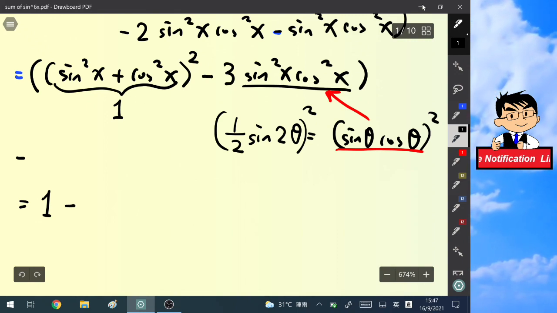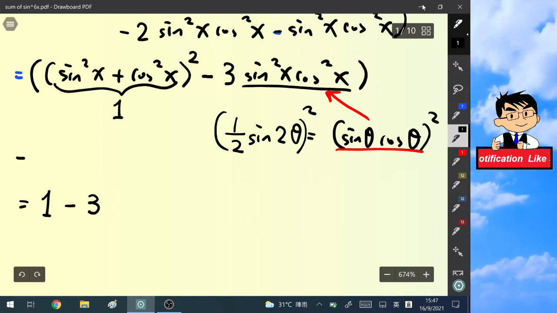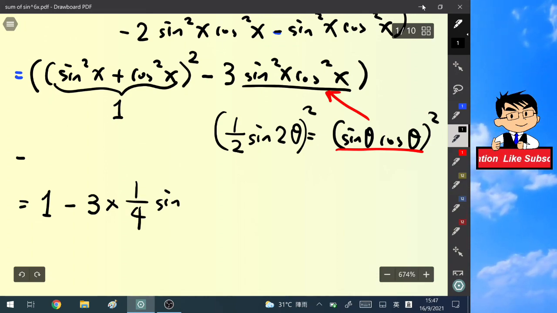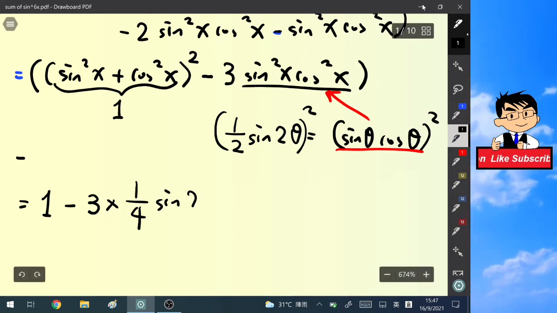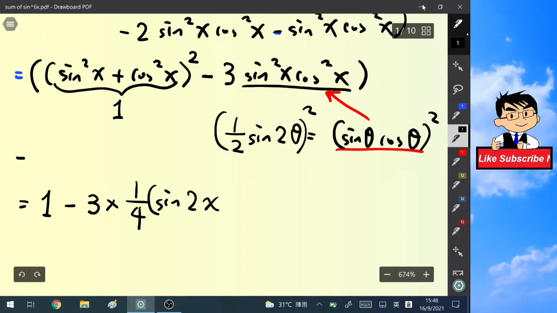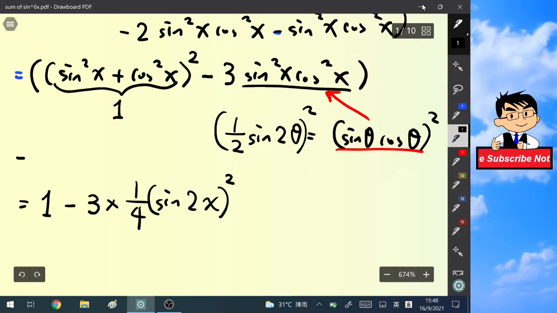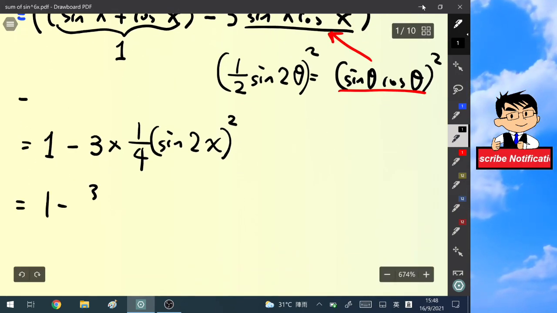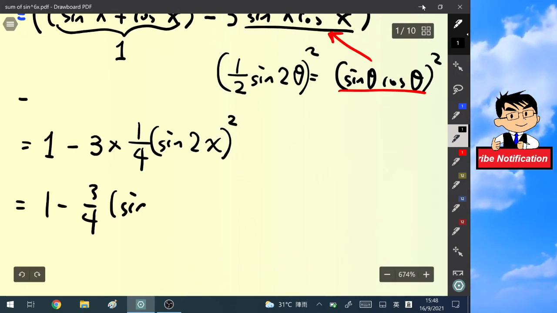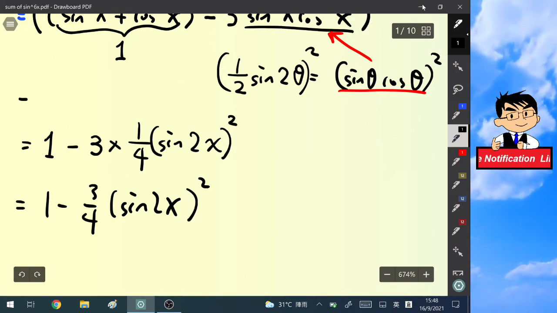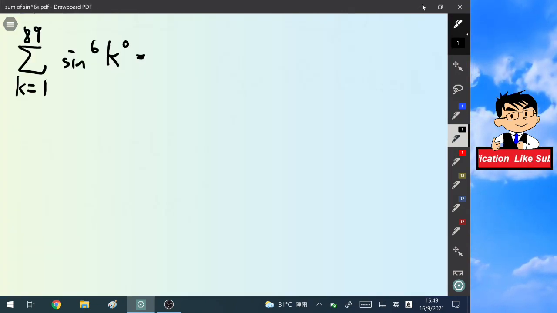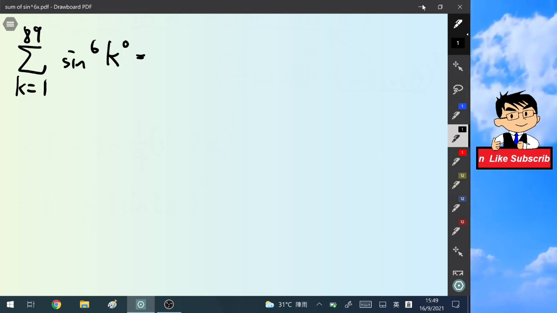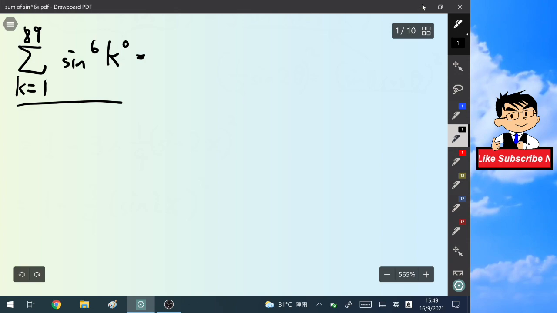1 minus 3 times 1 over 4 sine 2x, and then we give it a whole square here. And then we are now ready for the summation in the beginning. So let's try to write out the terms in the summation.